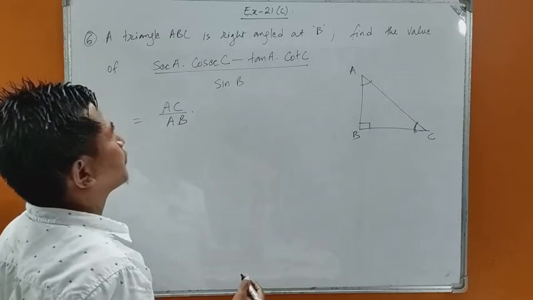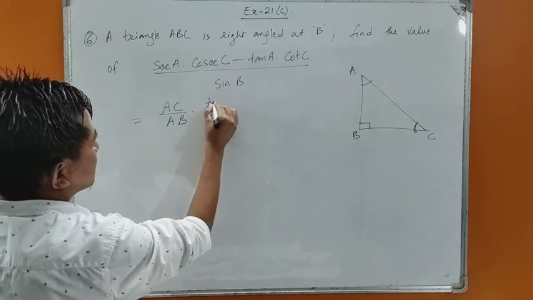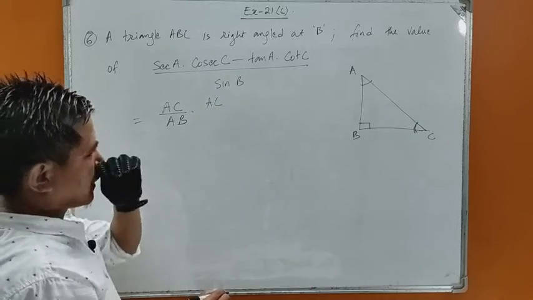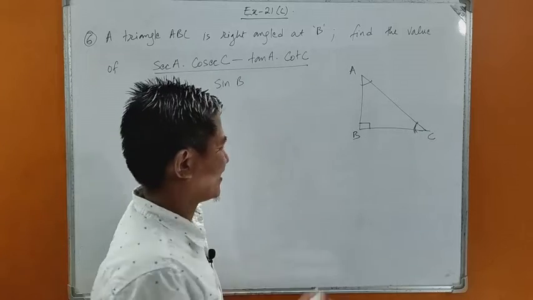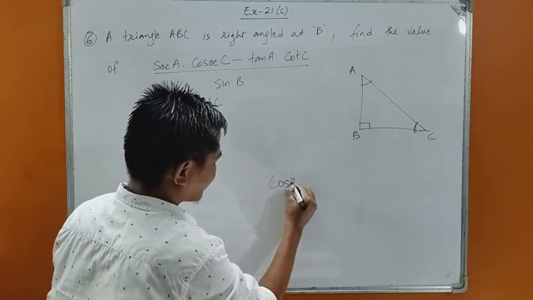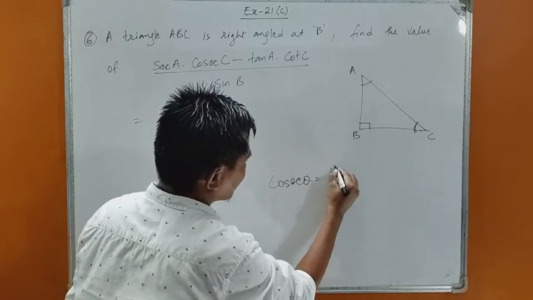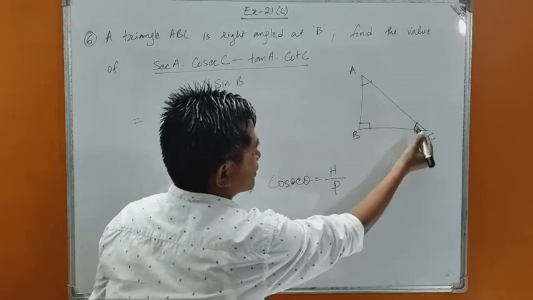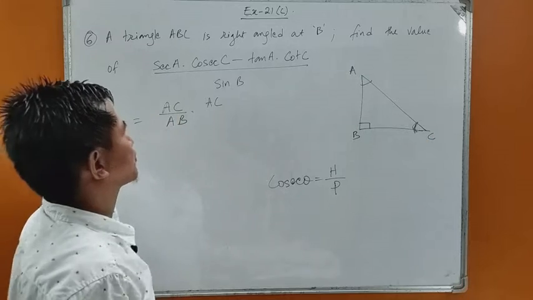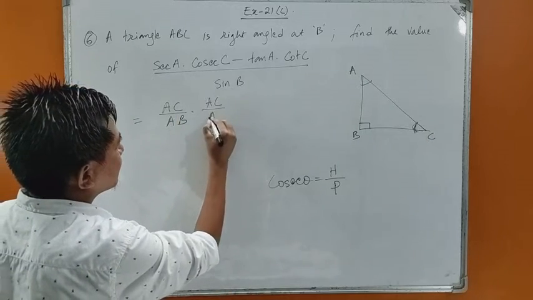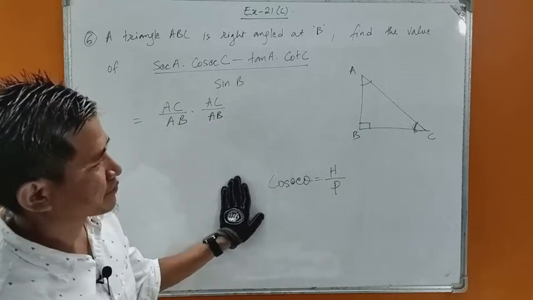So hypotenuse is AC, hypotenuse upon perpendicular. Cosec theta means hypotenuse upon perpendicular. So base is BC, which means perpendicular is AB. So AC upon AB. Are you getting me?